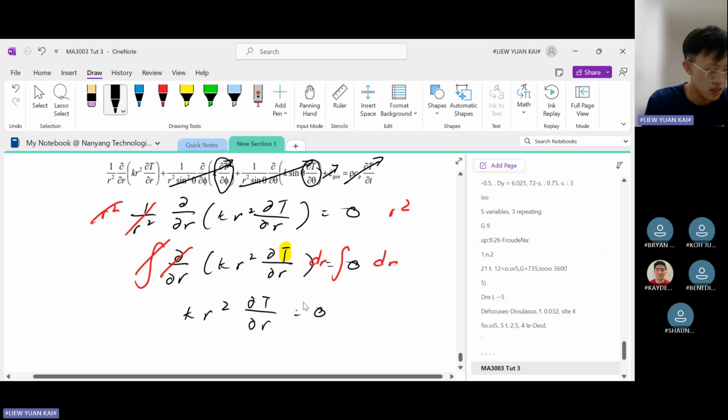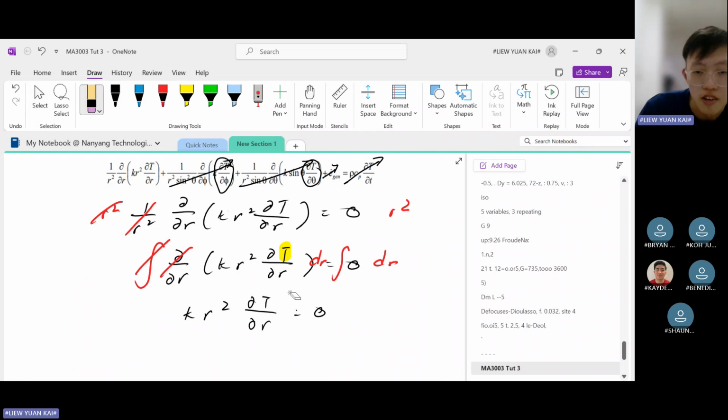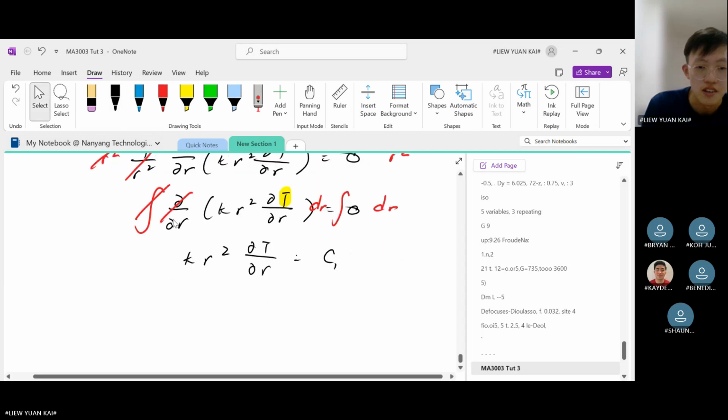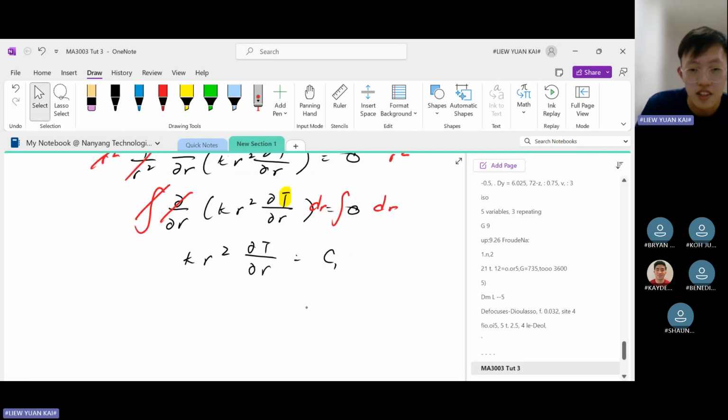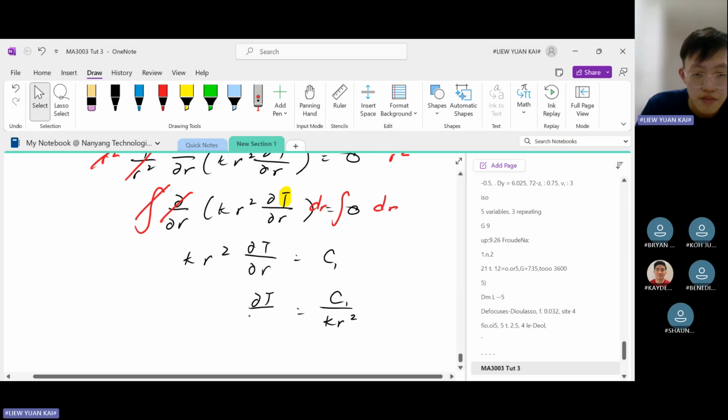Let me check my solution. Yeah, okay. Sorry, I'm wrong, huh? Integration of 0 is just 0. But after you integrate, you must add an arbitrary constant, so this will be C1. Then we'll move kr squared to the other side, so it becomes C1 divided by kr squared, and then we're left with this.